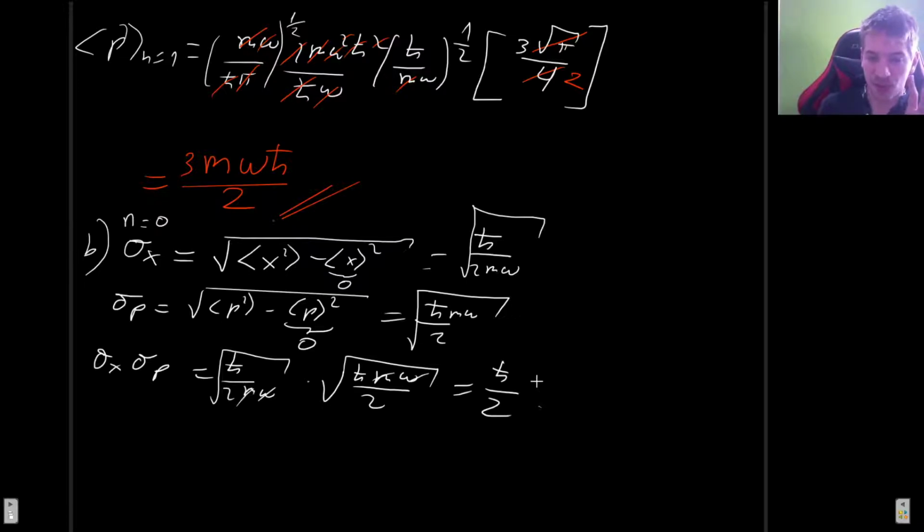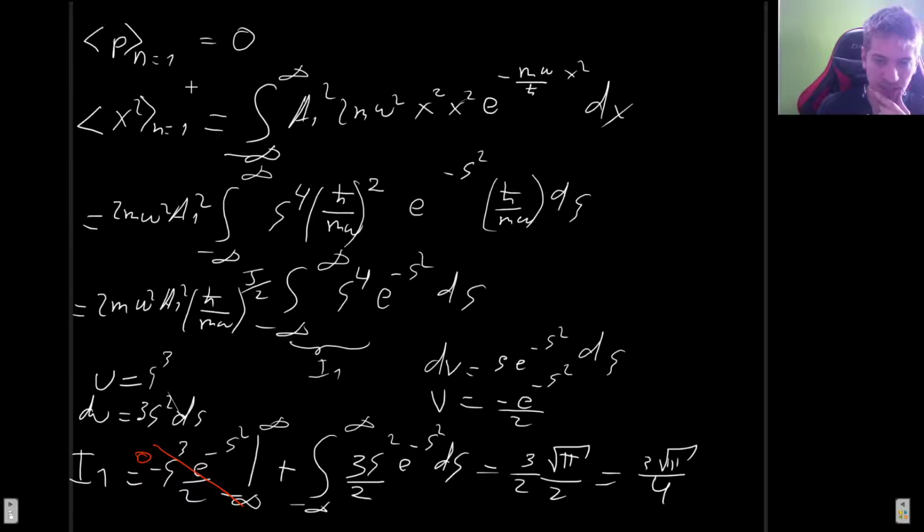So we can see that for the ground state, we are right on the uncertainty limit, right? Because the uncertainty principle of Heisenberg tells us that this has to be greater or equal to h bar divided by 2, and that is exactly where we are at. So great. Now let us check it for n equals 1. So sigma x in this case, let us go for x squared, because similarly as before, the expectation value of x was 0, right?